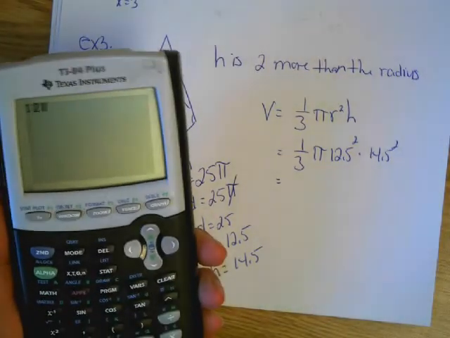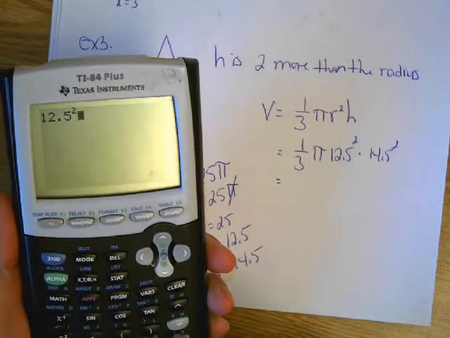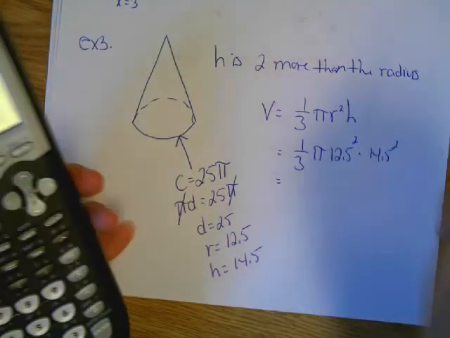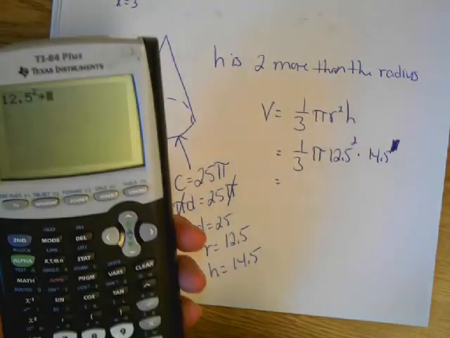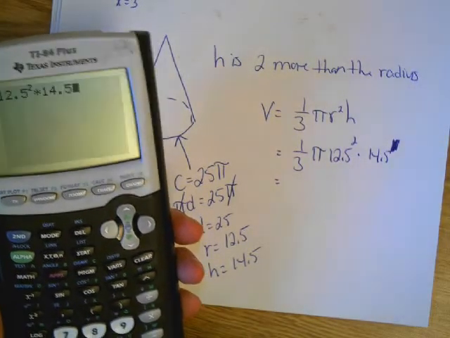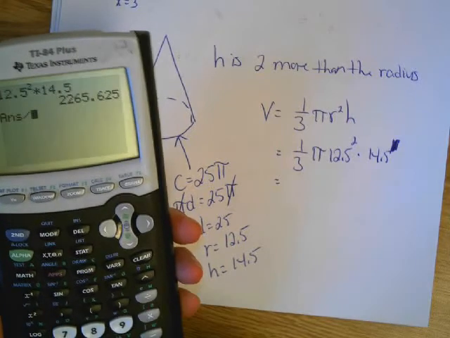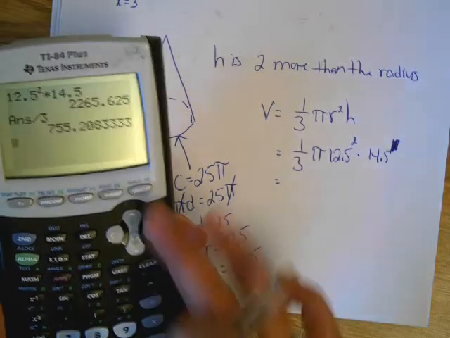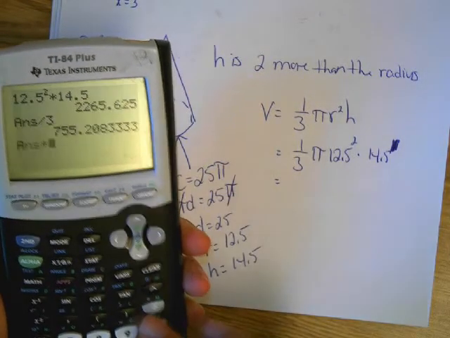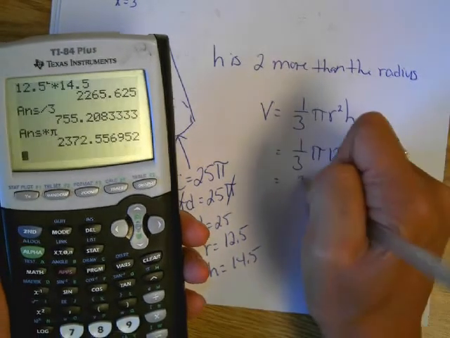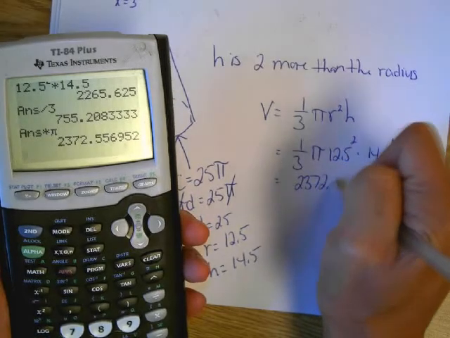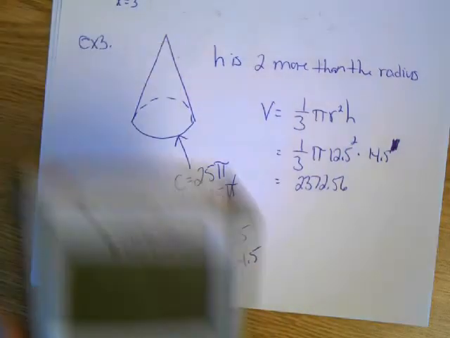So, let's see, 12.5 squared times, oops, not squared, see. So if you guys were here, you'd have caught that right away. Times 14.5. Divide by 3. Oh, I'm going to stick the pi in there. Times by pi. 2372.56.